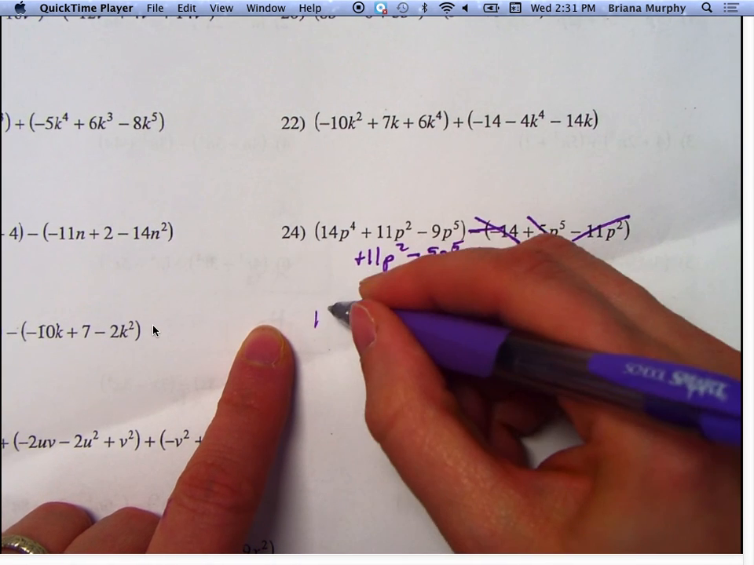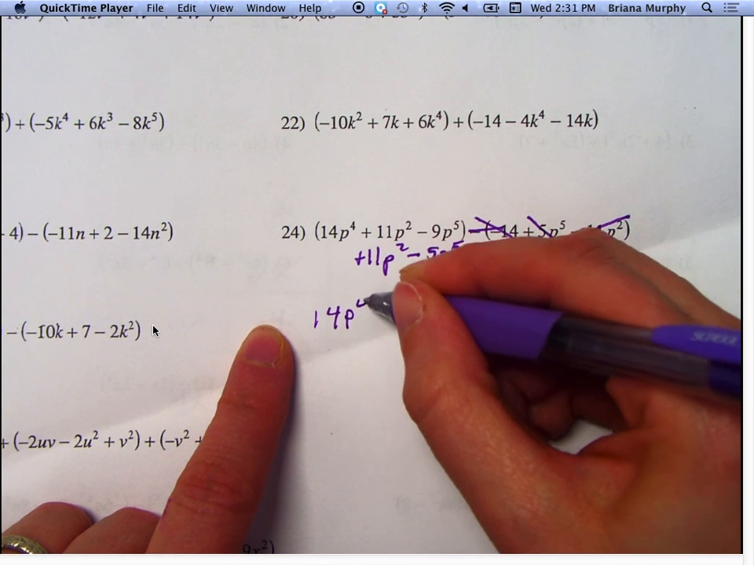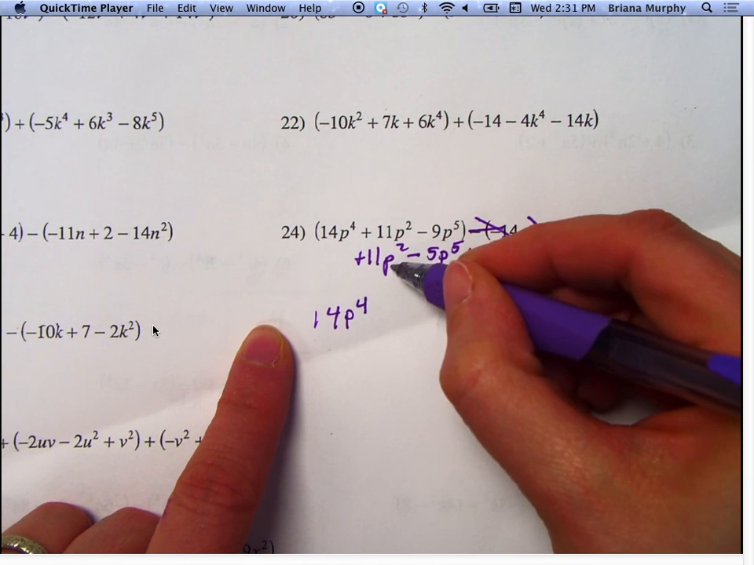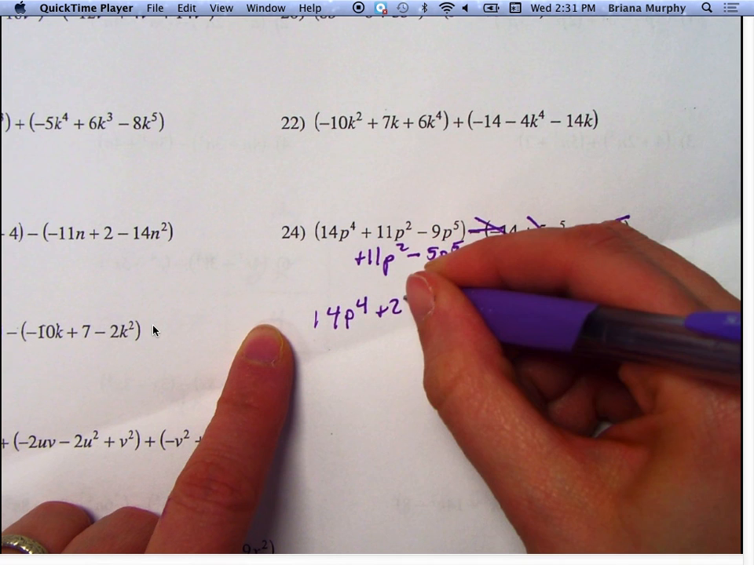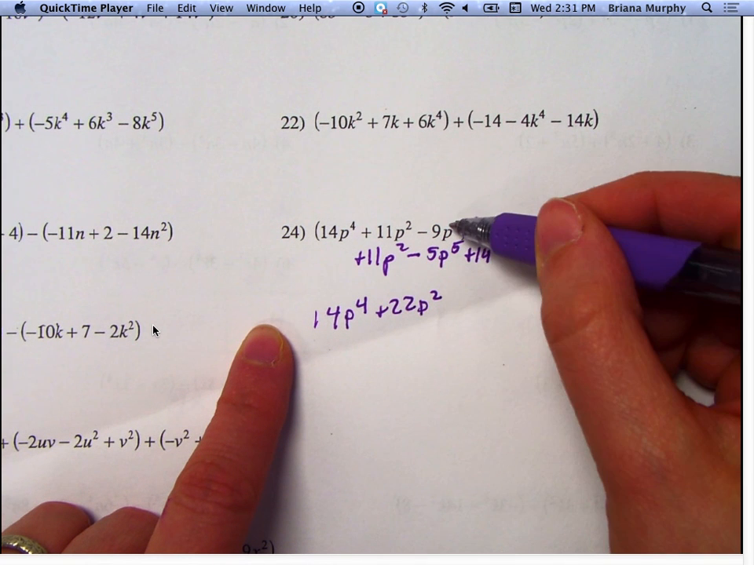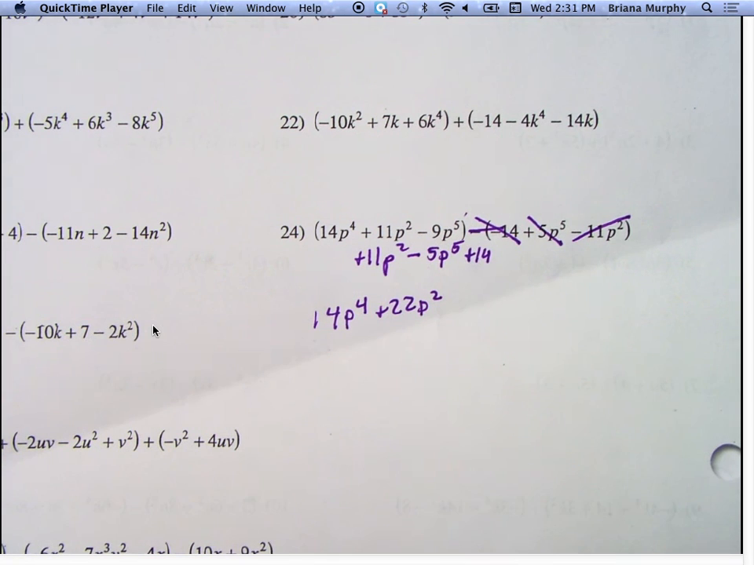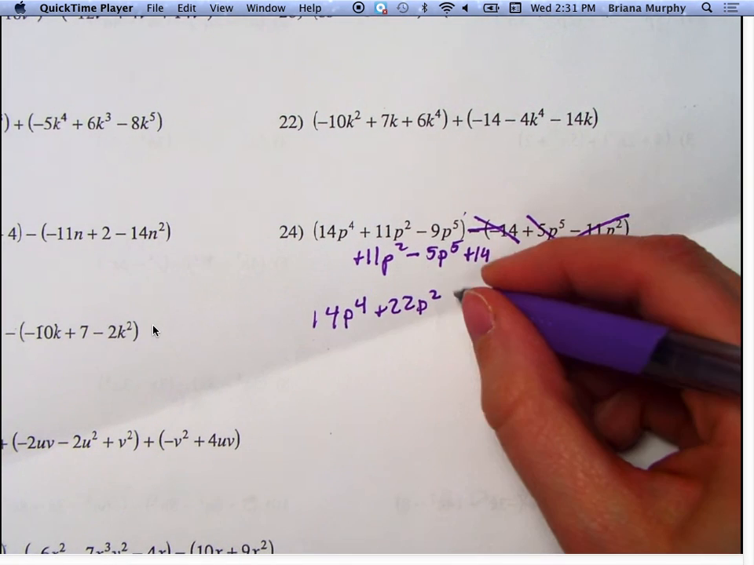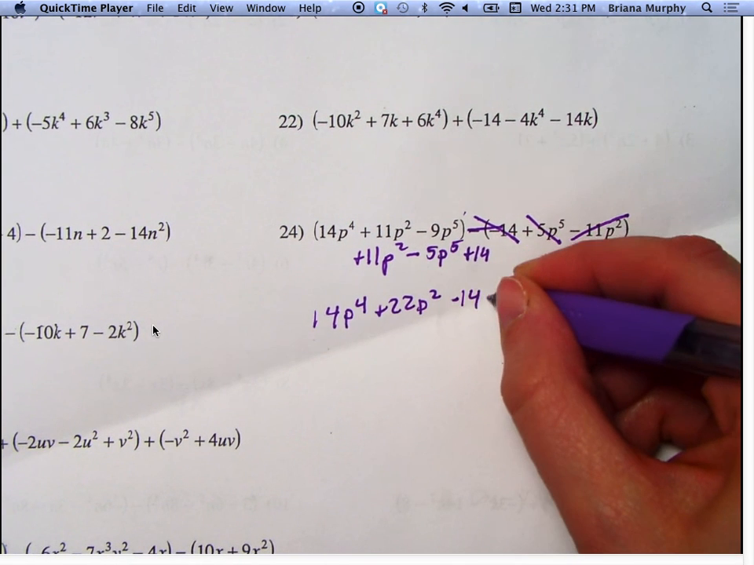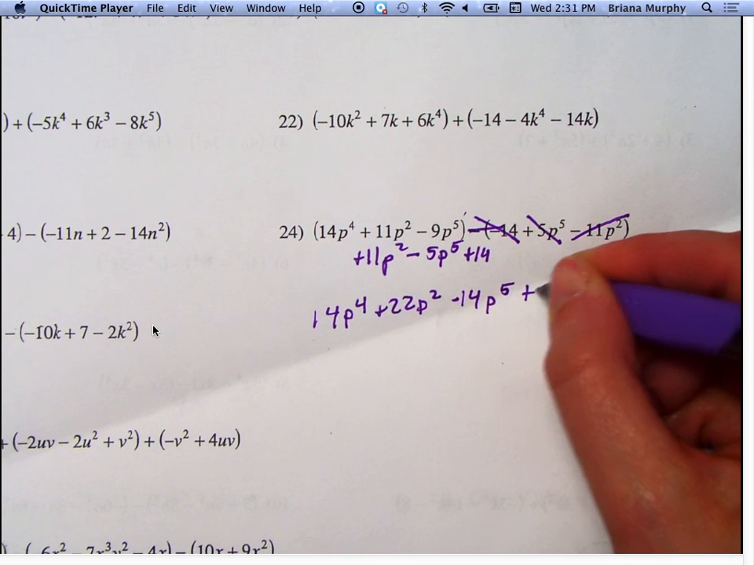14p to the 4th stays the same. Nothing happened to it. 11p squared and 11p squared gives me 22p squared. Negative 9p to the 5th minus 5p to the 5th, 9, 10, 11, 12, 13, 14. Negative 14p to the 5th plus 14.